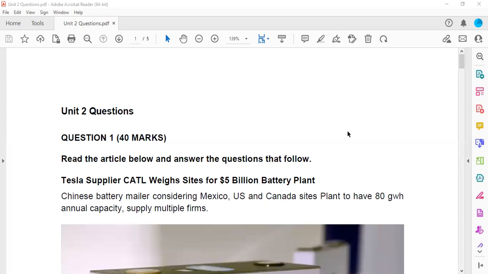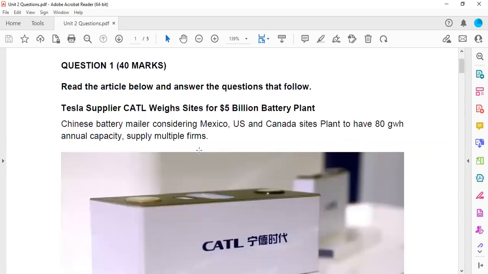So if we go to our paper, let me just share it here for those who haven't. Right, so this is the paper. For these questions, I took them from past exam papers. We want to go through these questions to see how we tackle them. The first question, question 1, has a case study saying, read the article below and answer the questions that follow. Tesla supplier CATL weighs site for $5 billion battery plant.